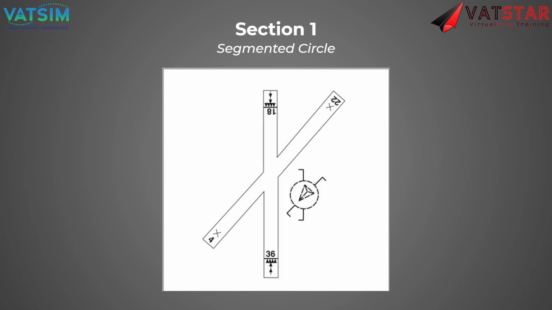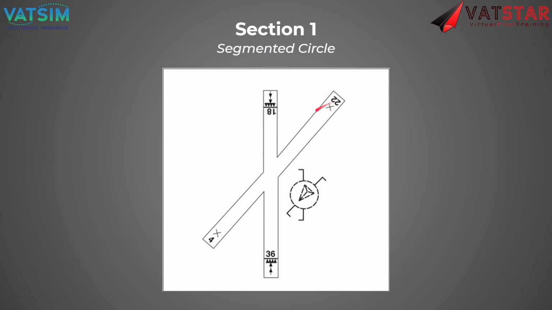So let's talk about those visual indicators really quickly here. What we have here, this little circle with legs sticking out of it, we call this a segmented circle. And what this does is it indicates what direction of traffic should be flown for a runway. So the way you determine it, right?